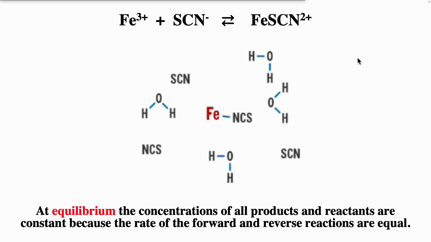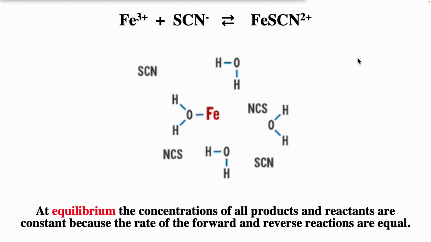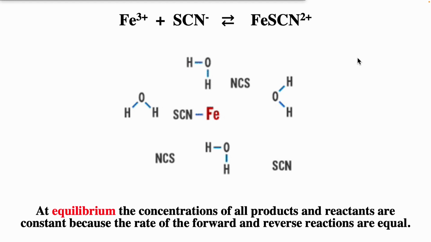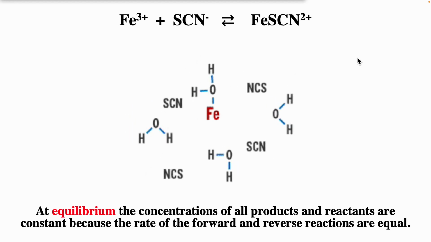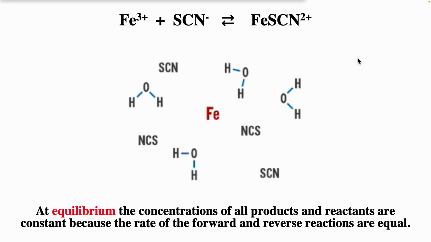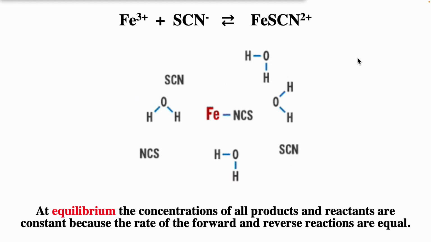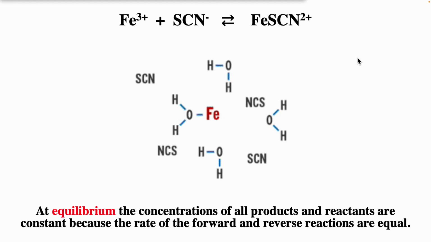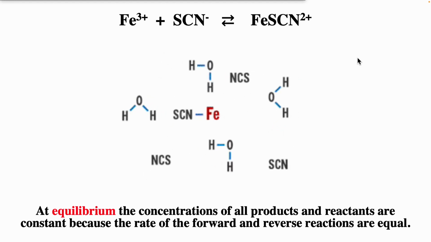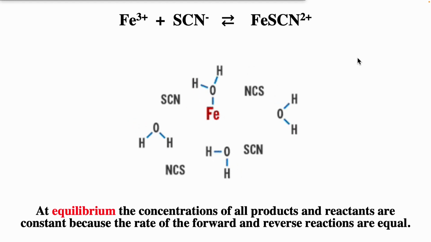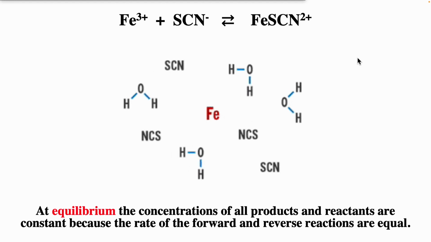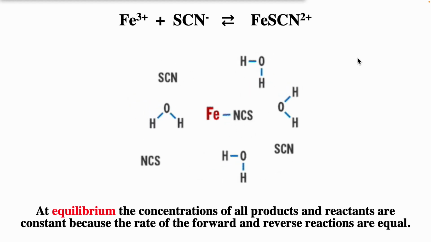When iron(III) ions contact thiocyanate ions in solution, they can react to form a complex ion, iron thiocyanate. As the reaction proceeds, product molecules can react in the reverse direction to separate and reform the original ions. Eventually, the concentrations of products and reactants become constant. At this point, the rates of the forward and reverse reactions are equal, and the system is in a state of dynamic equilibrium.